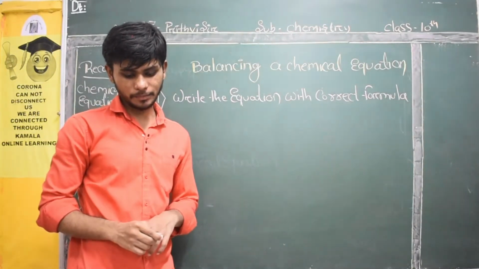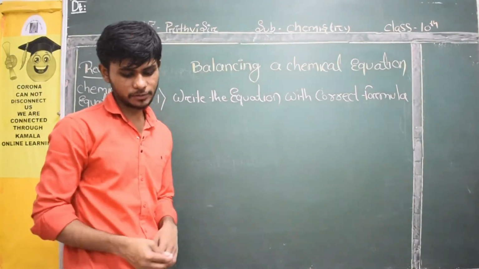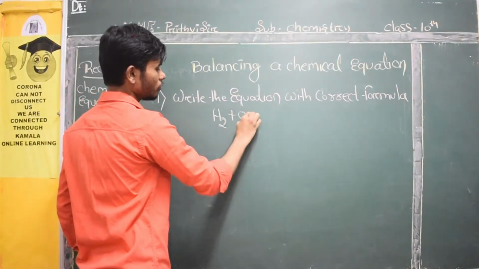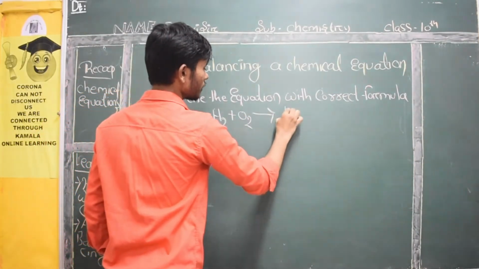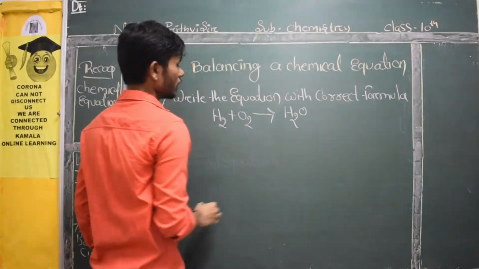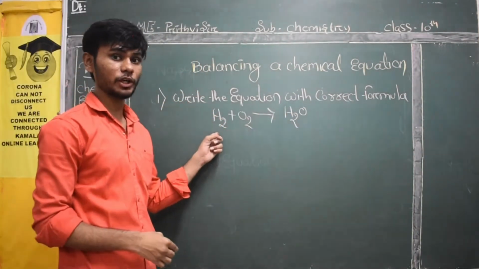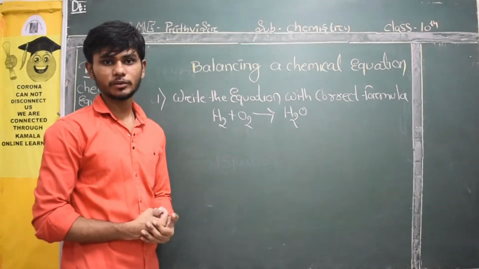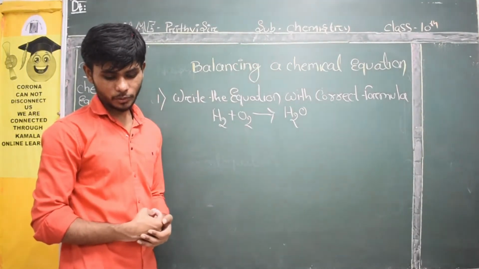Okay. Next step is to what? Let us give an example. H2 plus O2 gives rise to H2O. Here this is a unit of hydrogen molecule, this is a unit of oxygen molecule, and this is a water molecule. So we wrote it. Next, what do you have to do?